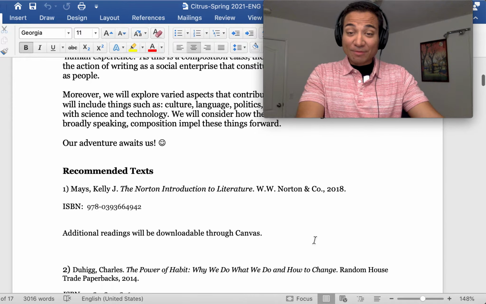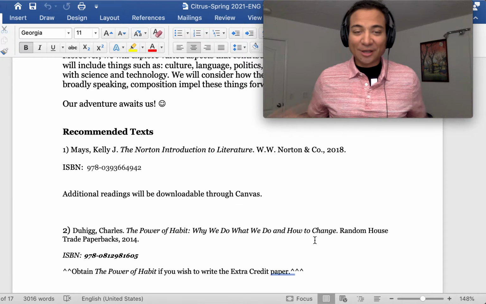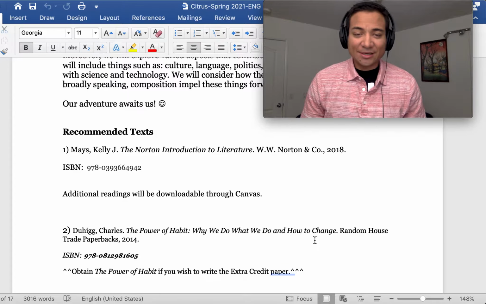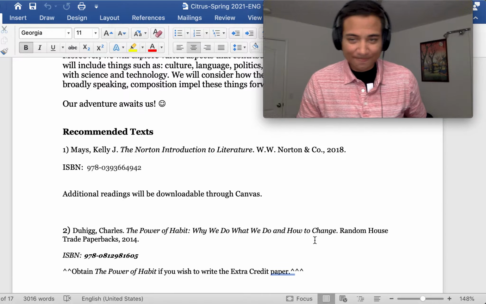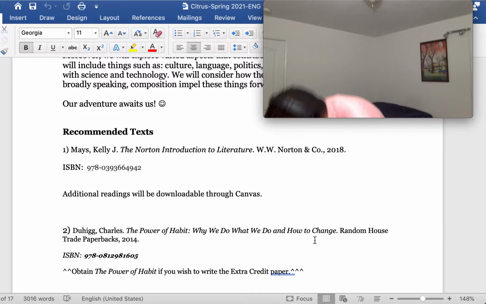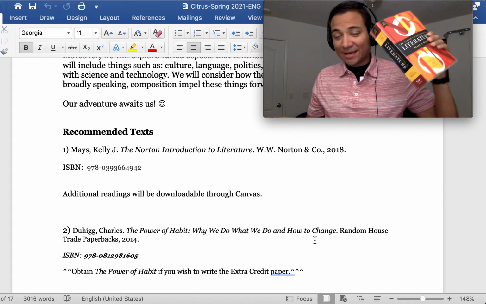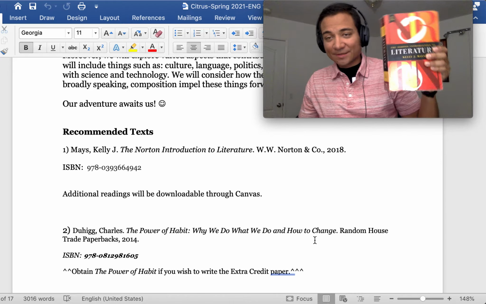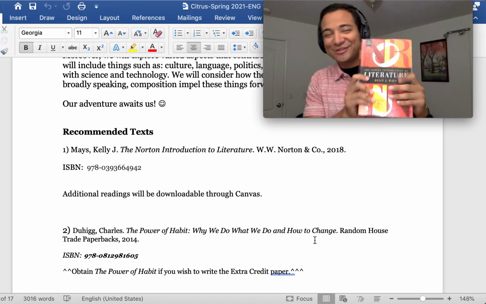So, your pocketbook is going to be happy. Technically, our recommended text is the Norton Intro to Literature. I believe I have a copy here. It's in my drawer. Denme un momento, por favor. All right. Here's the Intro to Literature. There is a new edition. This is the one that I happen to have in my drawer.